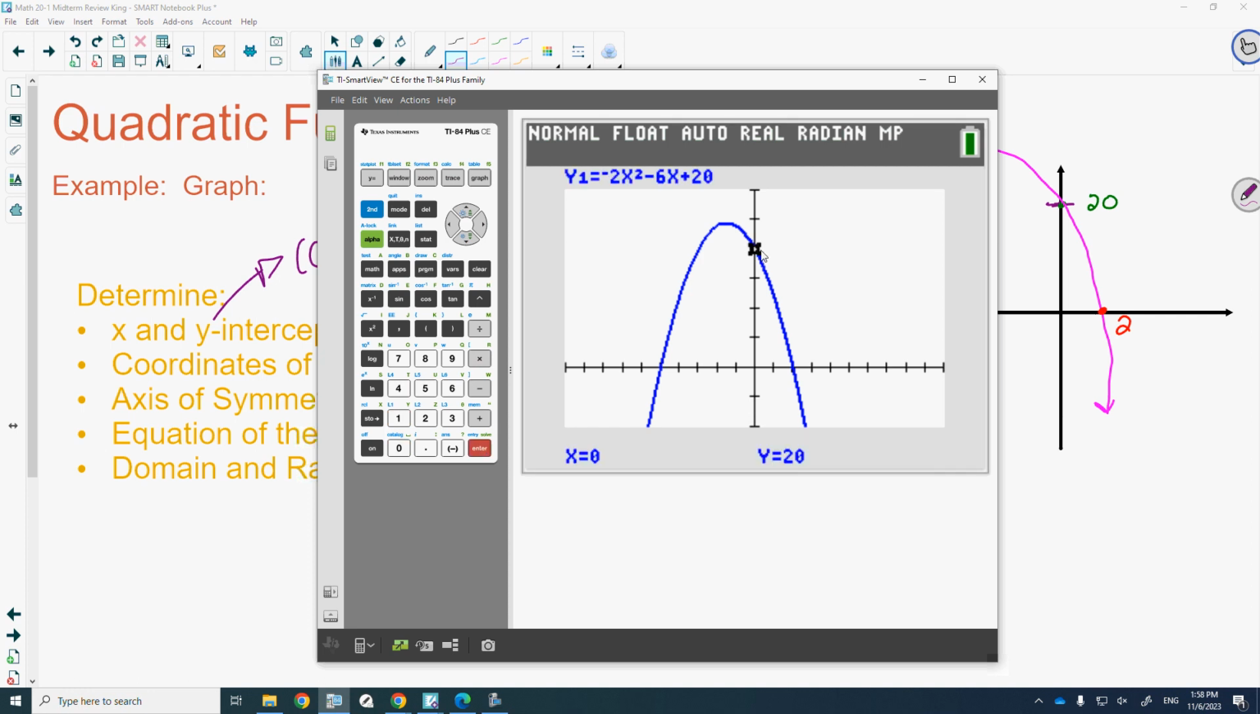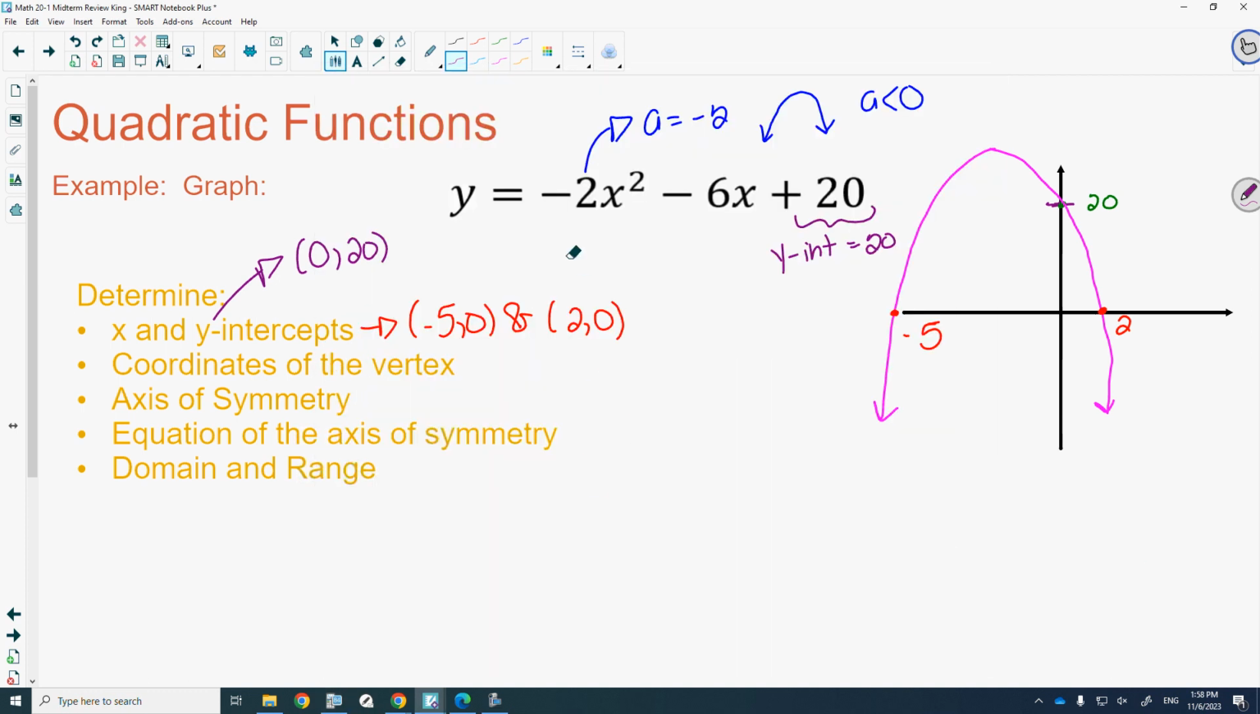Okay, so one of the ways that we could have gotten our x-intercepts was by graphing it. But we could also get our x-intercepts by factoring. So let's look at this equation here, and see how we would factor this. y is equal to, I'm going to take out a GCF of negative 2. If I GCF out a negative 2, I would get x squared plus 3x minus 10. And then this would be a factoring by inspection question.